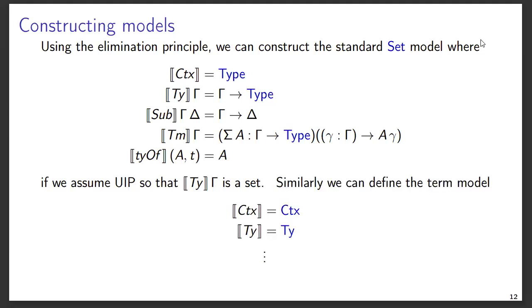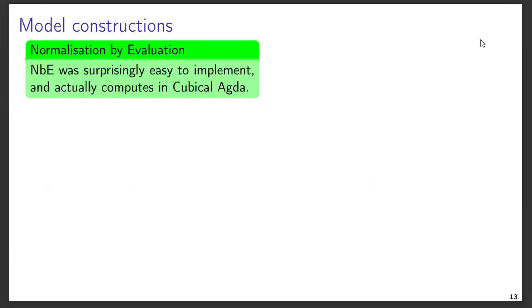And of course, you can also do the term model if you want, where everything is just the same, right? And then we tried some things to see if this actually works in practice, because of course, anyone can define an inductive definition. And some things work, some things don't work so well. So normalization by evaluation was surprisingly easy to do. Maybe in part because this was done by our research assistant, who actually knows what they're doing.